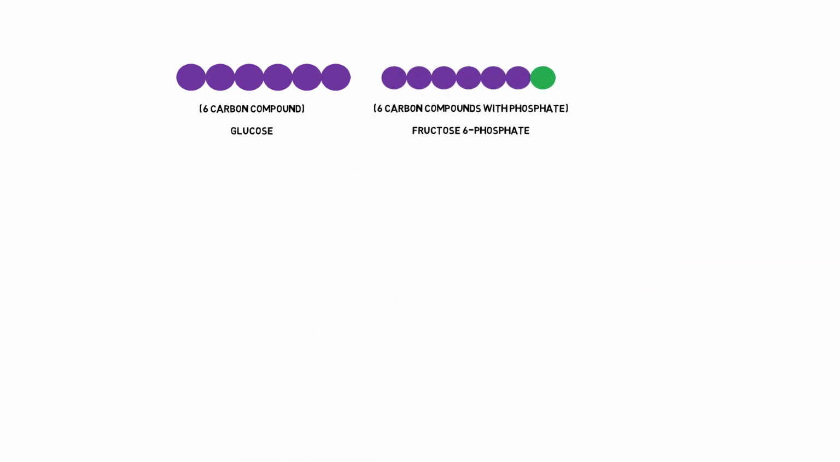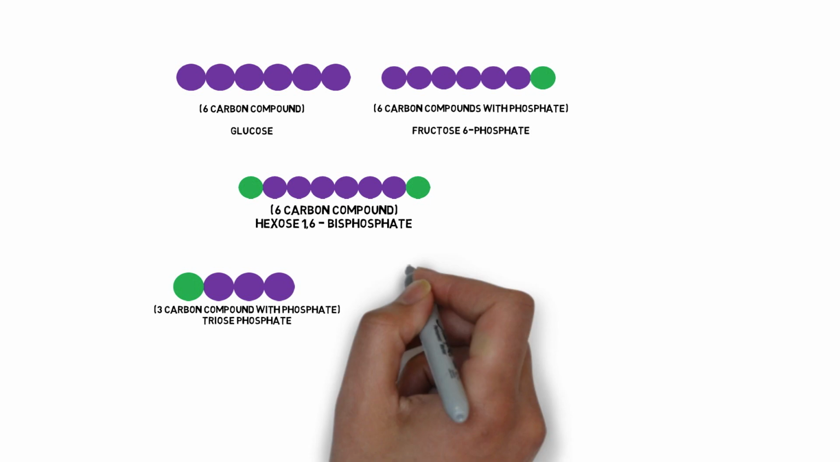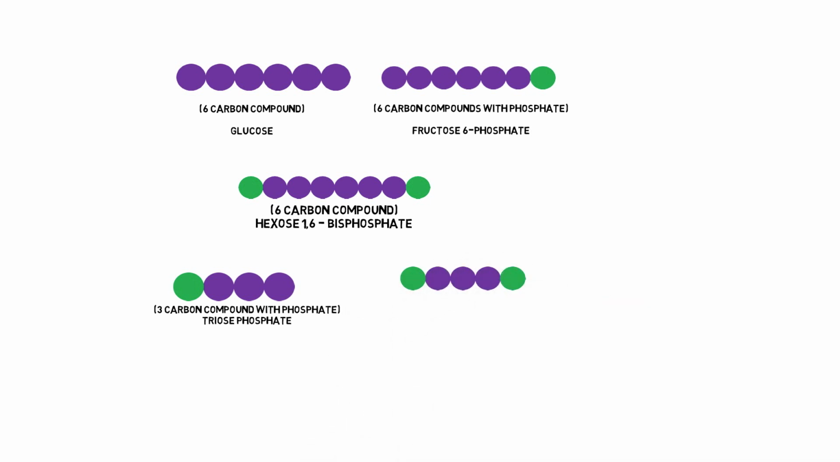Let's draw the molecules that are involved in glycolysis. First up is our 6-carbon glucose. Then is a 6-carbon with a phosphate molecule called fructose 6-phosphate. 6-carbon compound with 2 phosphate molecules called hexose 1,6-bisphosphate. 3-carbon compound with a phosphate called triose phosphate. A 3-carbon compound with 2 phosphate molecules called triose bisphosphate. A 3-carbon compound called pyruvate.